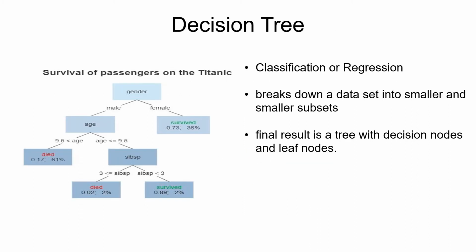Decision tree builds classification or regression models in the form of a tree structure. It breaks down a data set into smaller and smaller subsets, while at the same time an associated decision tree is incrementally developed. The final result is a tree with decision nodes and leaf nodes.